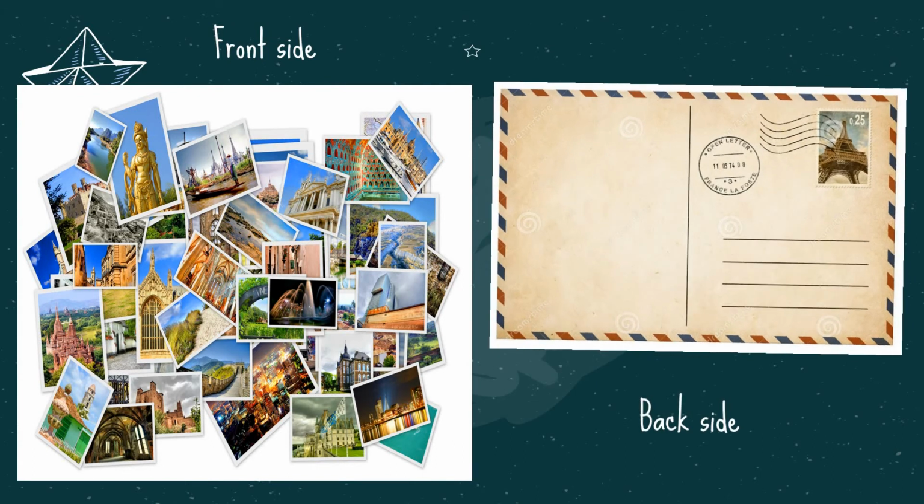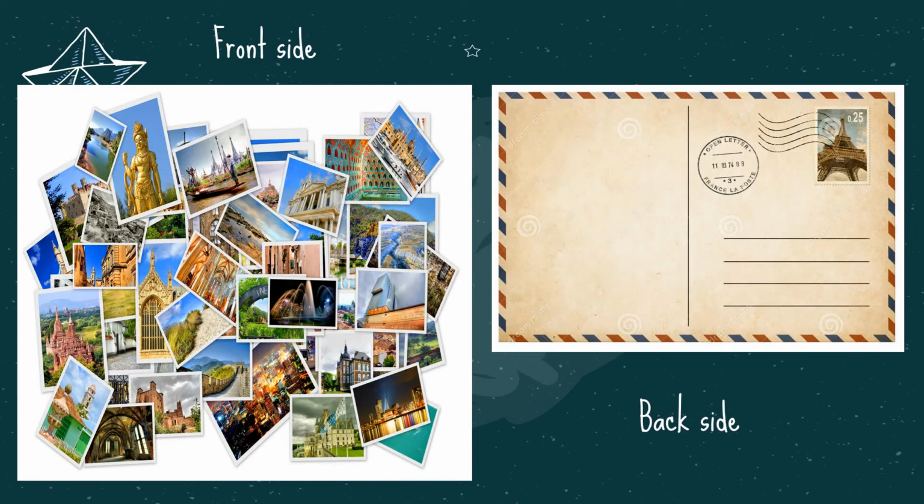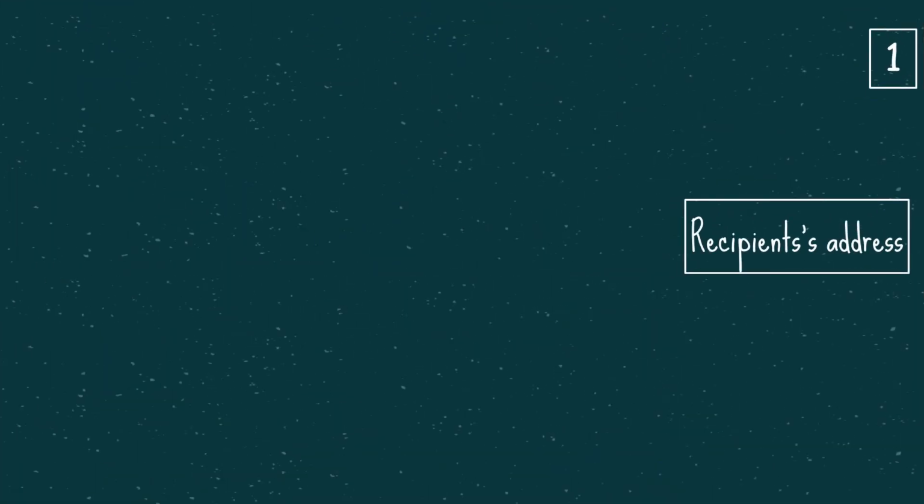While this one is the back side of the postcard. On this side, we usually write down everything that we need to write for our friends or our family. If you want to know what we need to write on our postcards, then Miss Asmi will explain it one by one. Let's start with the first thing that we need to write on our postcard, which is the recipient address.